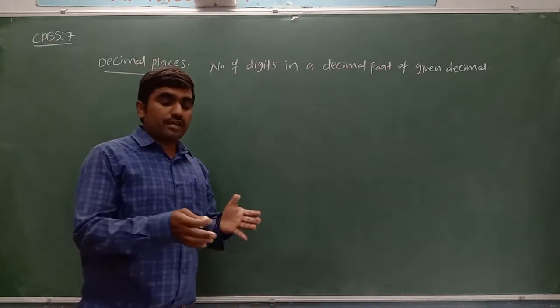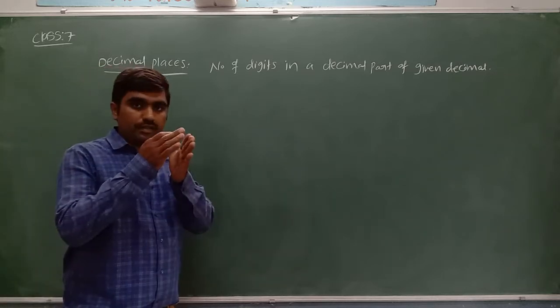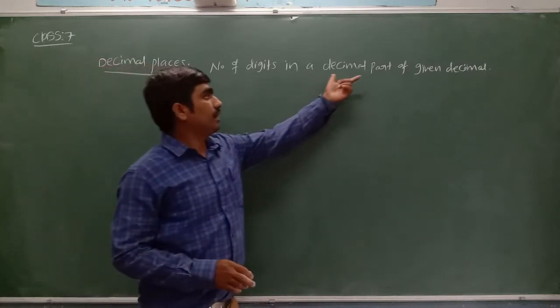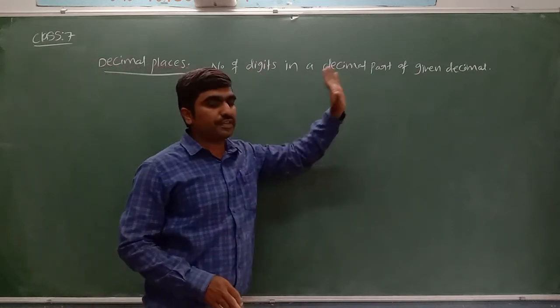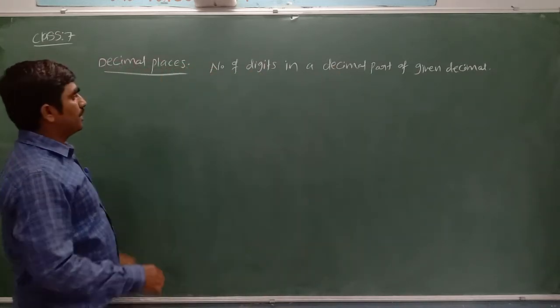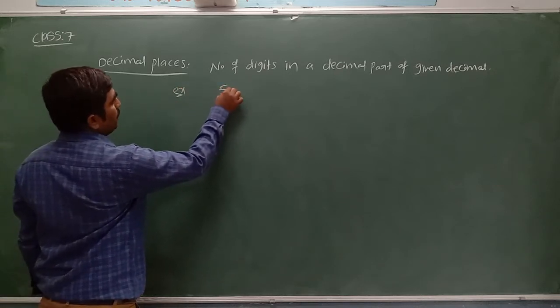A decimal number contains both a whole number part and a decimal part. Here we count the number of digits only in the decimal part. The number of digits in the decimal part of the given decimal is called the decimal places. Let's see some examples now.